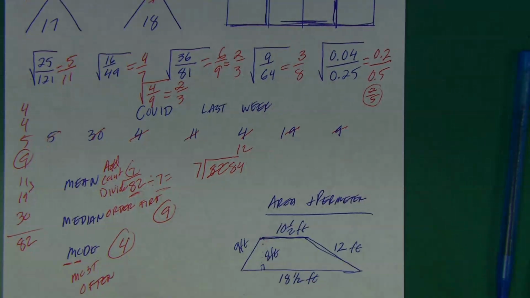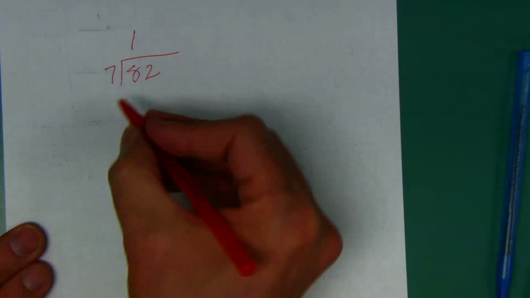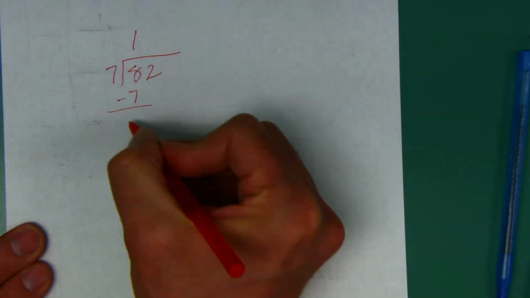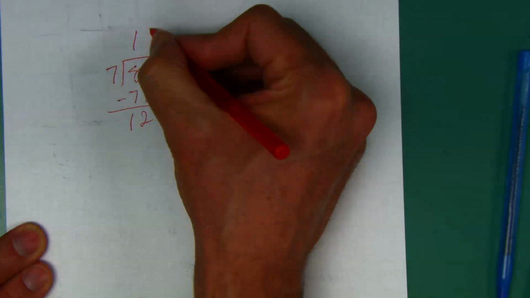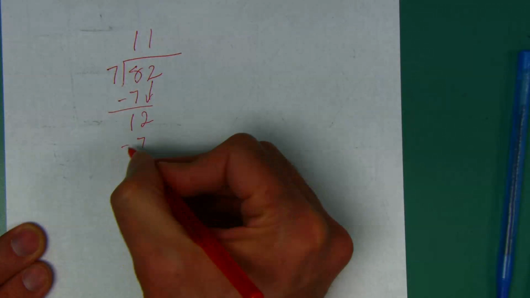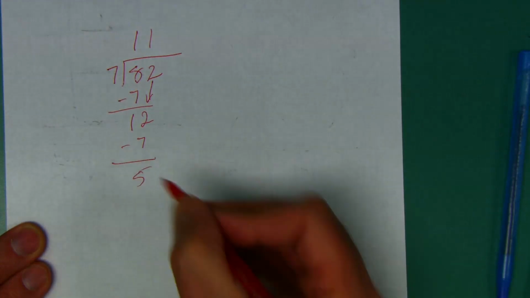Let's find out what the exact answer is. 7 into 82. 7 goes into 8 one time. 1 times 7 is 7. Now I subtract. What do I do now? Bring down the next number. 7 goes into 12 one time. 1 times 7 is 7. Now I subtract. What do I do now?